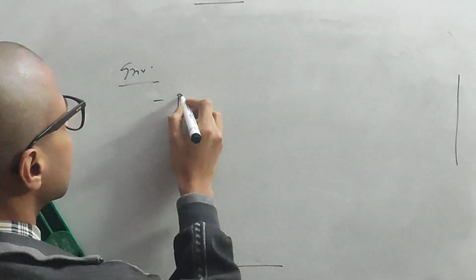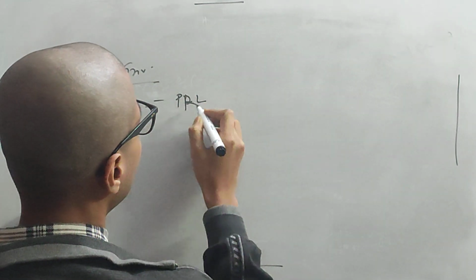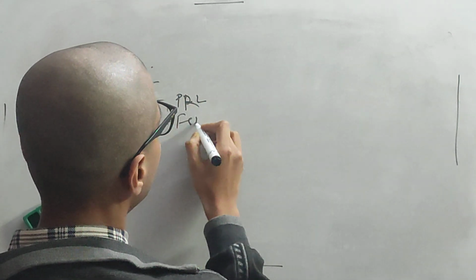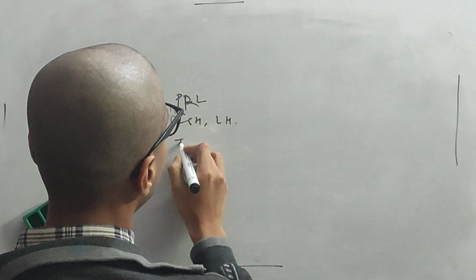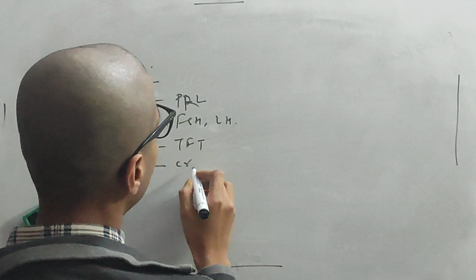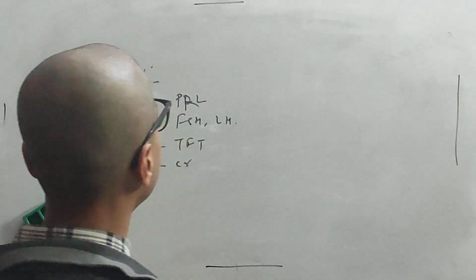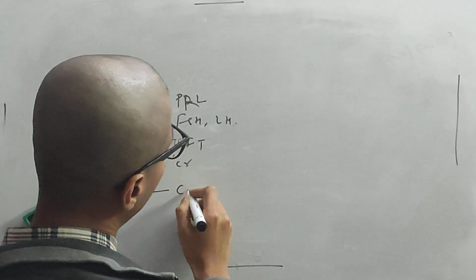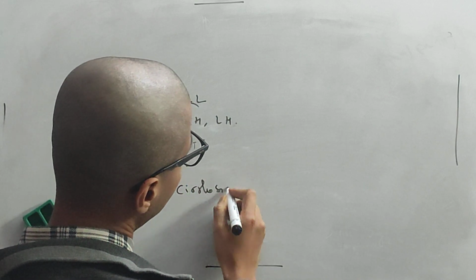Investigations. So one is obviously serum prolactin level. Another is FSH, LH, estradiol, TFT, and serum creatinine to rule out renal failure, and look for cirrhosis of liver with USG, PT/INR.